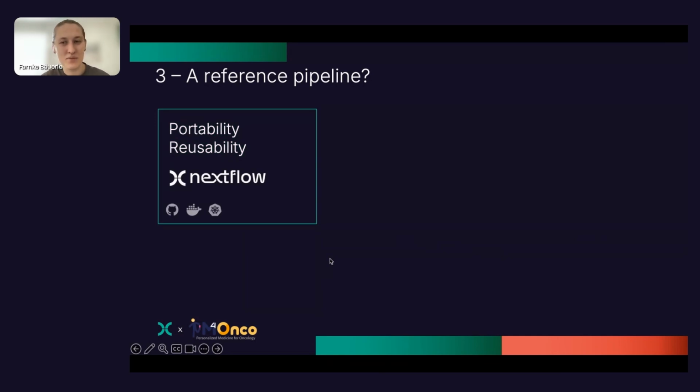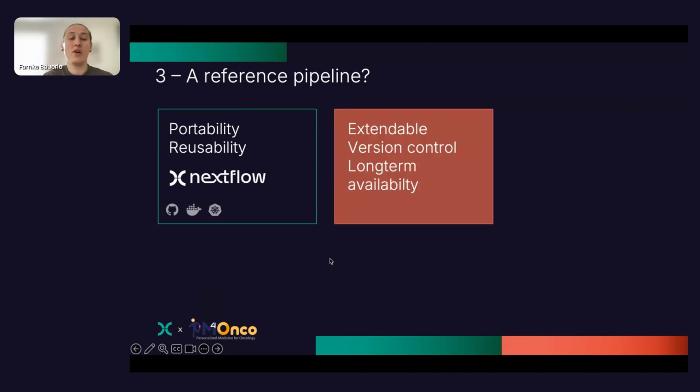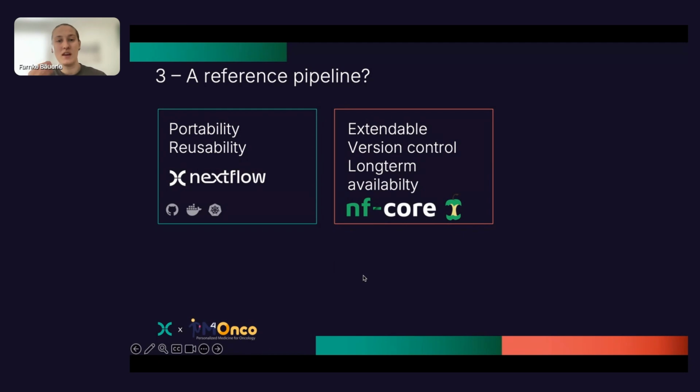I don't think I need to explain the benefits of a workflow manager here, but not only do we want this pipeline to be portable, reusable, and working on different platforms, we also need it to be extendable, have version control, and long-term availability. Because as you know, PhD projects are notorious to die if they're not part of a bigger scope project. That's why we are opting for something that lives within nf-core, because nf-core is a community-driven effort, right? There's a higher chance of this pipeline to be continuously developed, or at least monitored in the next few years.